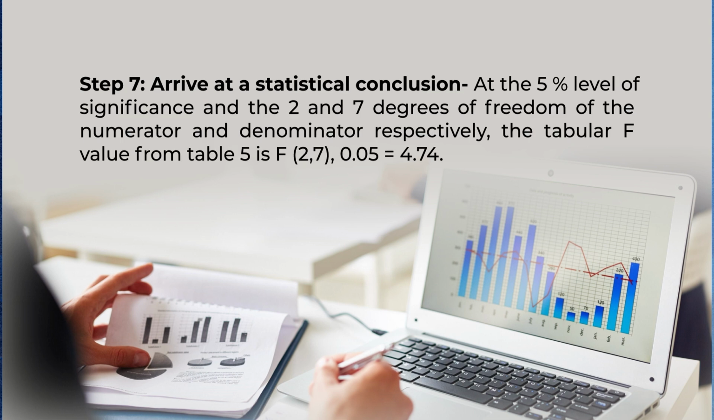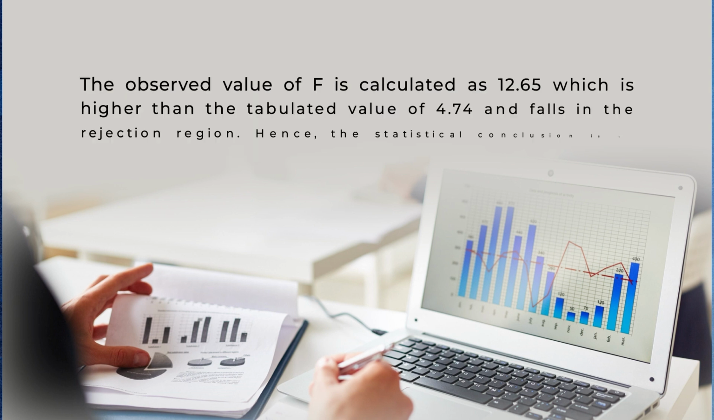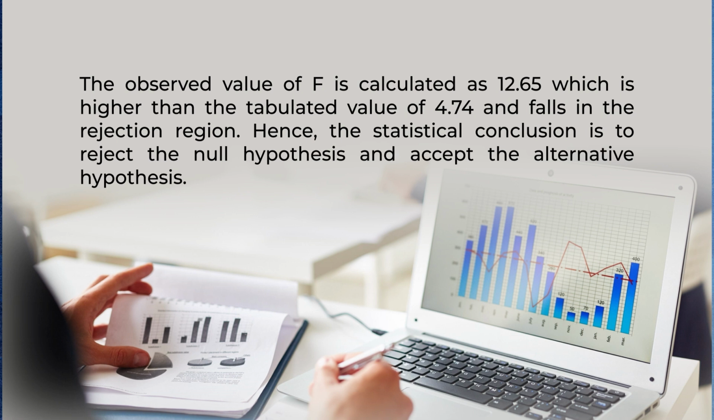So, step 7, arrive at a statistical conclusion at the 5% level of significance and at the 2 and 7 degrees of freedom of the numerator and denominator respectively. The tabular F value from table 5 is 4.74. The observed value of F is calculated as 12.65, which is higher than the tabulated value of 4.74 and falls in the rejection region. Hence, the statistical conclusion is to reject the null hypothesis and accept the alternative hypothesis.